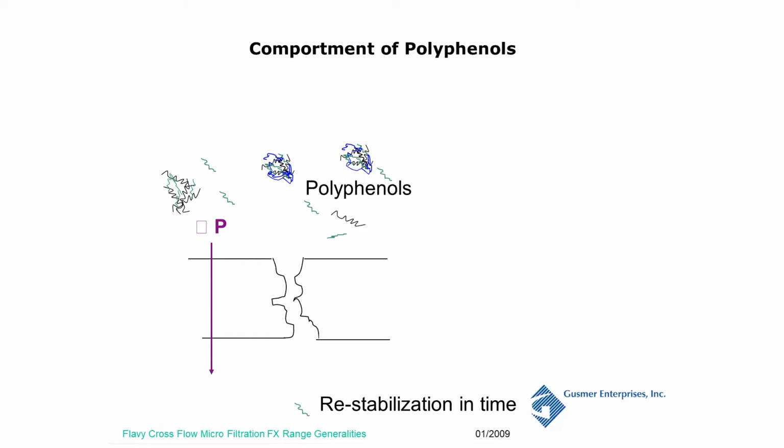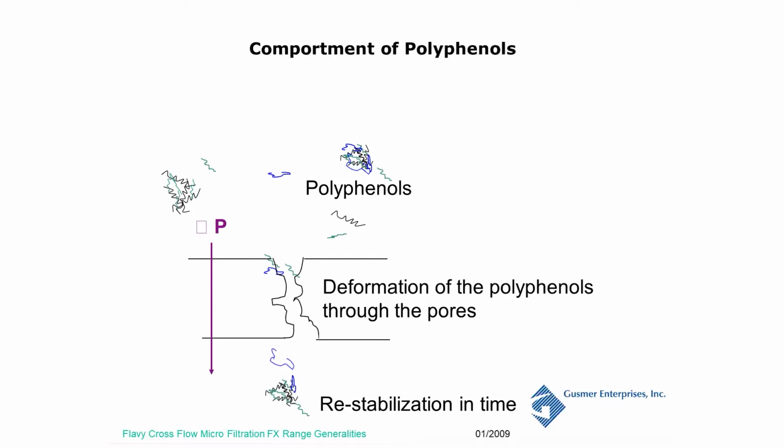This is an interesting little animation that I like to share. So here we have our polyphenolic compounds. This is the stuff we want to keep in the wine. During the course of cross-flow filtration, these polyphenolic compounds will go through the membrane, but what happens is they actually deform, they break apart. However, those polyphenols will come back together. So the reason we mention this is that if you taste the wine immediately after a cross-flow demo, it might taste a little bit flat or beat up. The wine will come together.